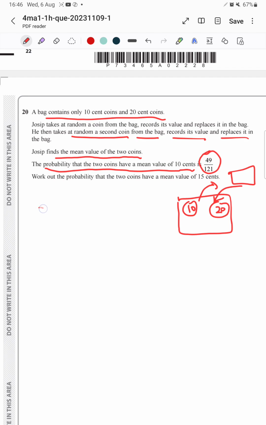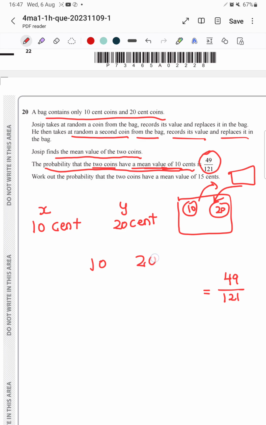So what I am going to do, I assume let x is the number of 10-cent coins and y is the number of 20-cent coins. Now we are given one probability, that is 49 over 121. This is the probability of getting two coins that have a mean value of 10 cents. Now we have 10-cent coins and 20-cent coins. When we are taking the two coins, let's say I am getting the first coin as 10. Then I am keeping it back after noting down its value. Then I am picking up another coin. It can be 10 or it can be 20. Let's say it is 20.